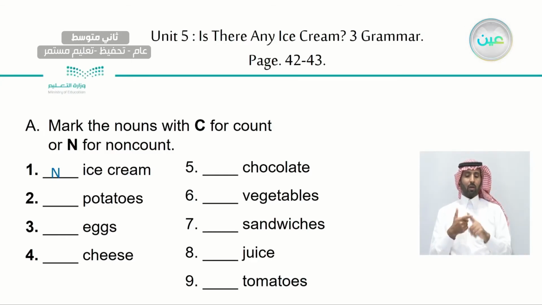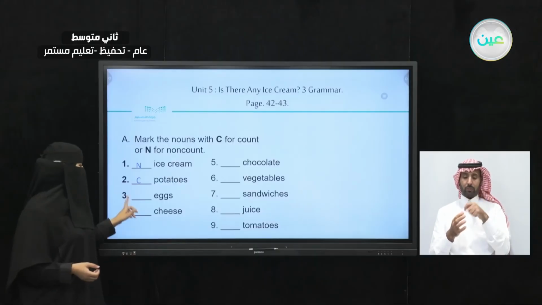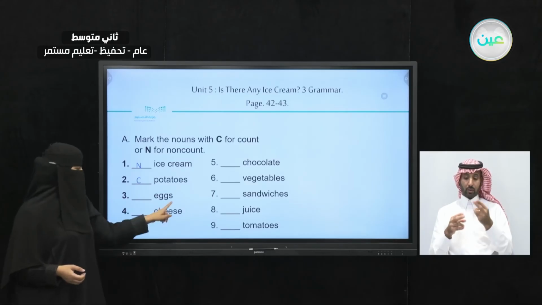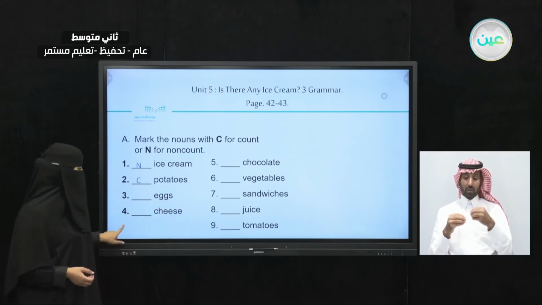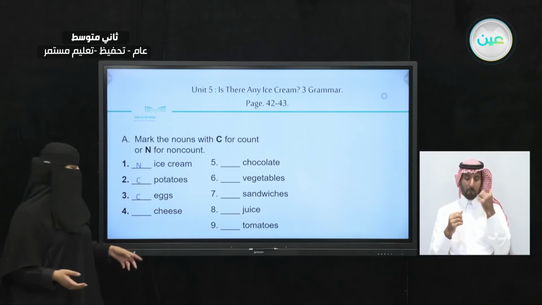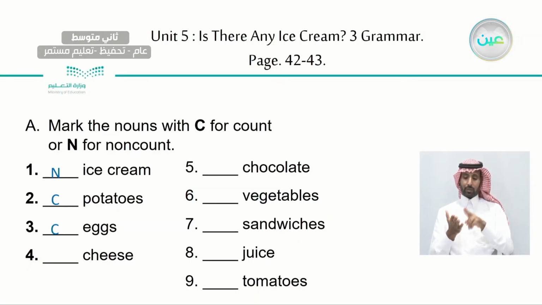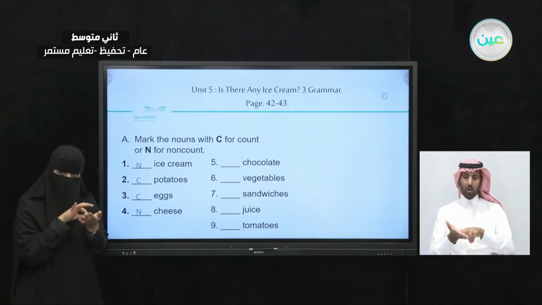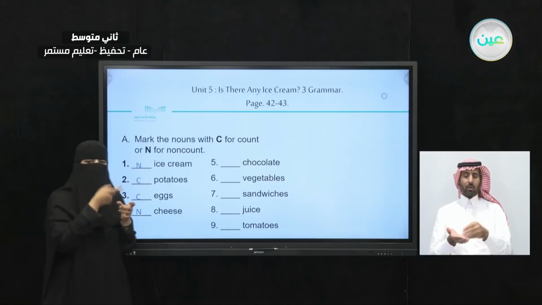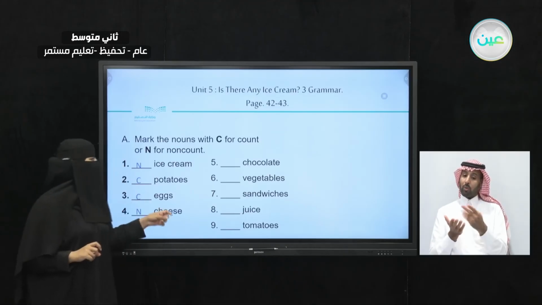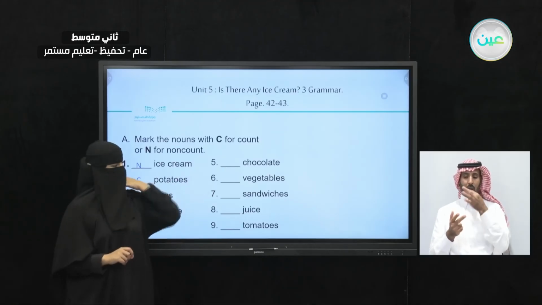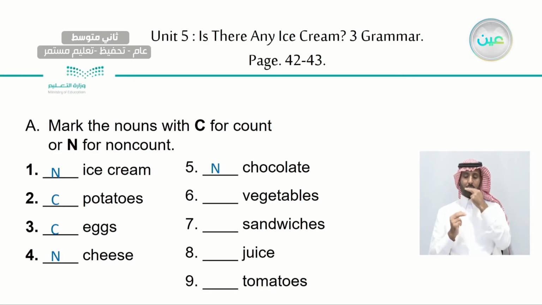How about potatoes? Look at the end. We have S. Potatoes. It's what? It's a count. I can count. 1 potato, 2 potatoes. Now how about eggs? Eggs. We have S. So it's what? Count. I can count the egg. Now how about cheese? It's a non-count. I can't count the cheese inside the piece, but I can count the pieces of the cheese. How about chocolate? So chocolate, it's a non-count.